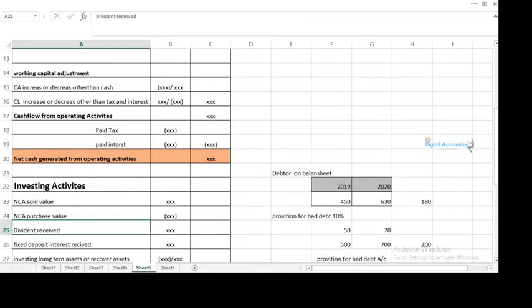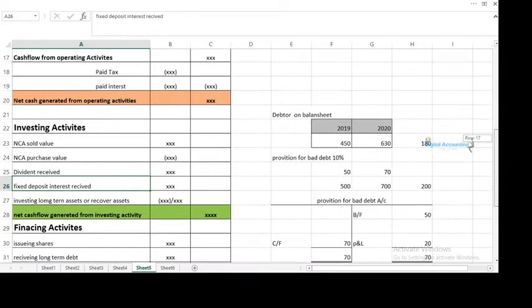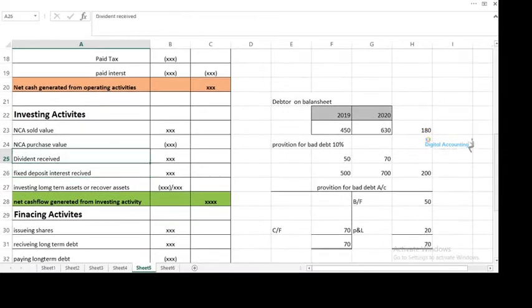Okay, the investing activities, the dividend. After this, the next one is the dividend, right? Most of the students are confused about the dividend received and paid. The dividend received is actually an investing activity, because you invested somewhere else. The other companies give you a dividend, that is a return to you, a return on investing. So the dividend you receive is the income for you, that is a cash inflow for you, right?